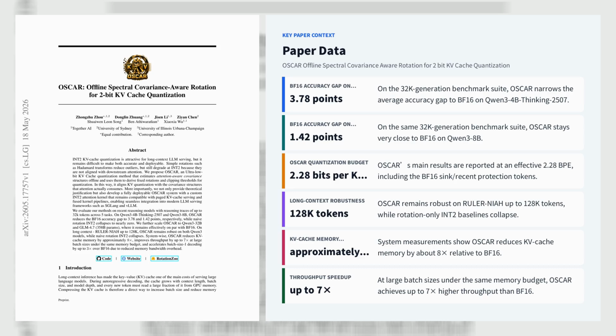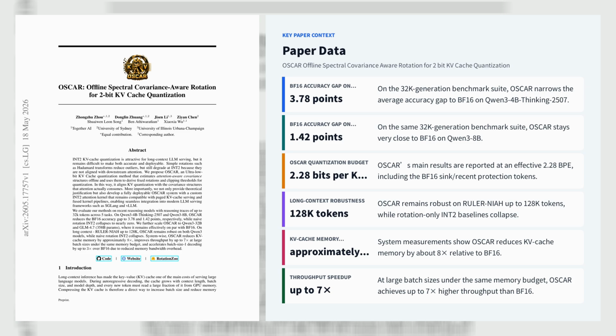Let's explore the second paper, Oscar: Offline Spectral Covariance-Aware Rotation for 2-bit KV cache quantization. Oscar is a 2-bit KV cache quantization method that replaces data-oblivious rotations with offline, attention-aware spectral calibration. Rather than optimizing raw KV reconstruction error, it estimates layer and head-specific covariance targets from a small calibration pass: query covariance QᵀQ for keys and score-weighted value covariance VᵀSᵀSV for values, where S is the attention matrix.